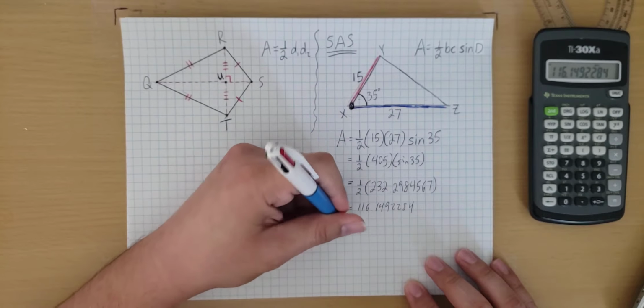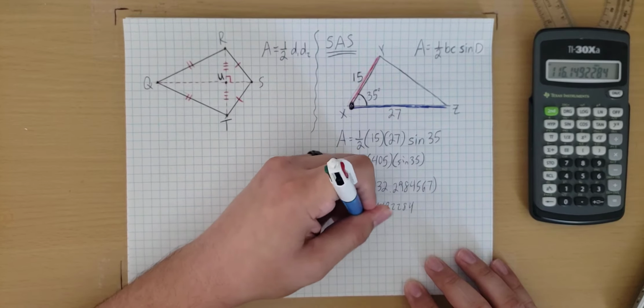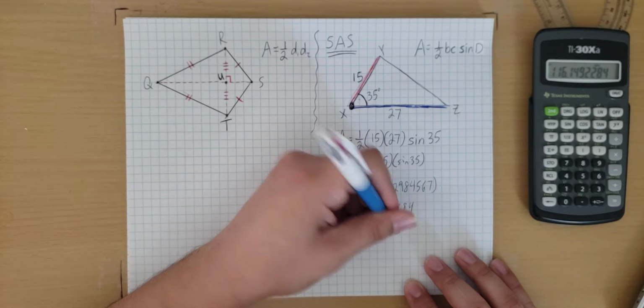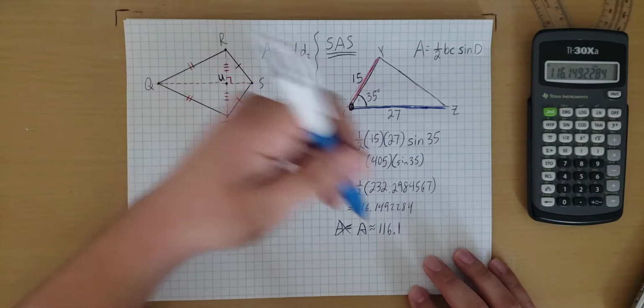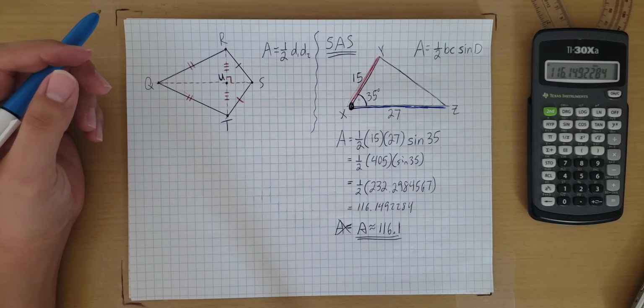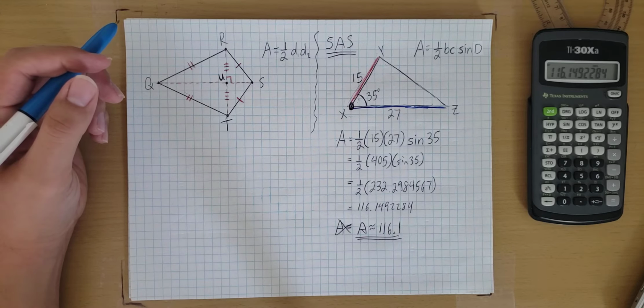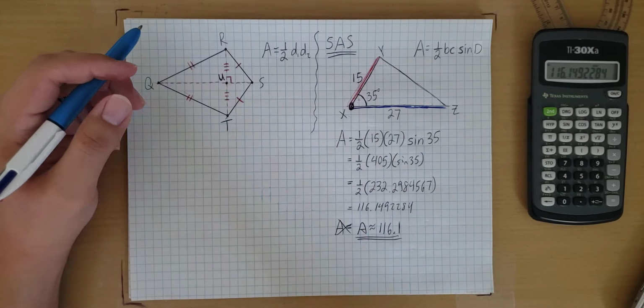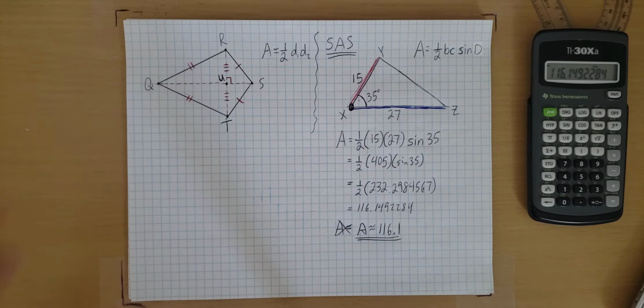The area is approximately 116.1 square units. I didn't say feet or inches or anything, so we're just going to call them square units. If anything, I'll do an additional example. This is just something I kind of put together to explain the formula here.